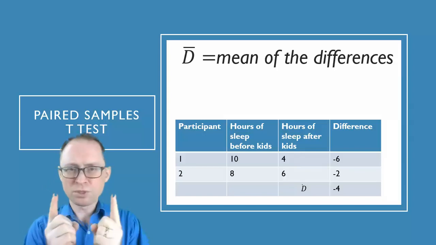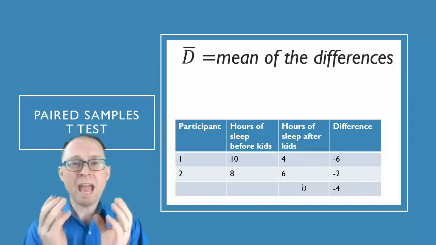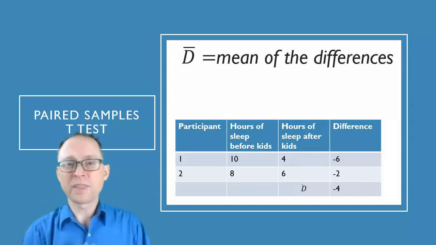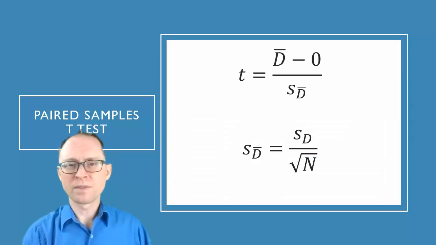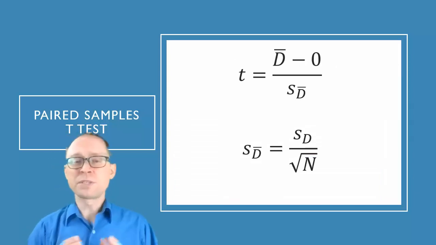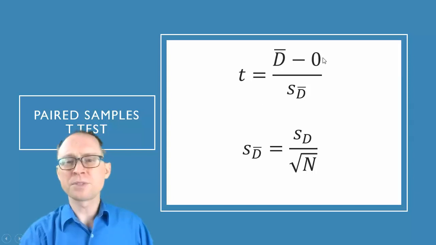The difference between those two is the difference. And then when we add those up, we can get the average of the differences. And that's what we're going to use for a paired samples t-test, which gives us this. This is the formula for a paired samples t-test up here. T equals D bar minus 0 over the standard deviation of D bar.